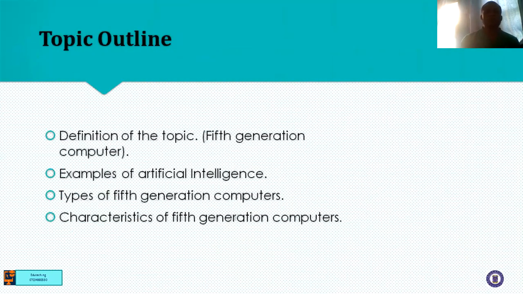Now before we go into our topic proper, I'd like us to look at the topic outline. The topic outline simply refers to what you as a pupil are expected to learn at the end of the class. 1. Definition of the topic, the fifth generation computer. 2. Example of artificial intelligence. 3. Types of fifth generation computer. 4. Characteristics of fifth generation computer.